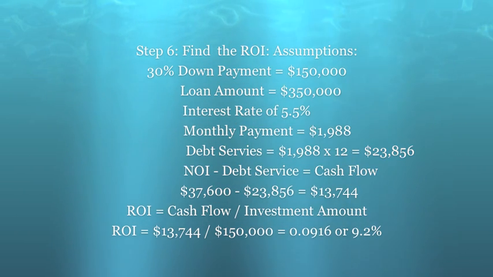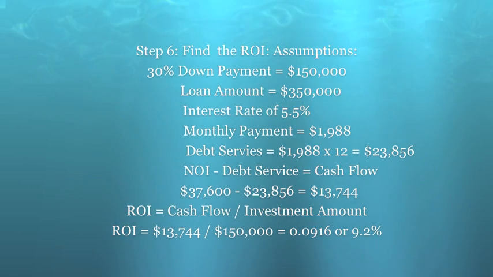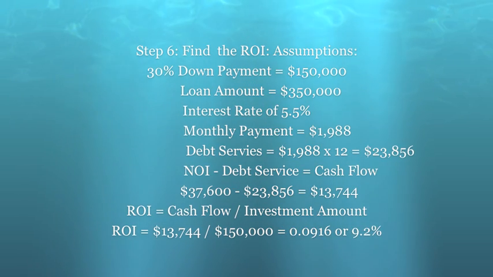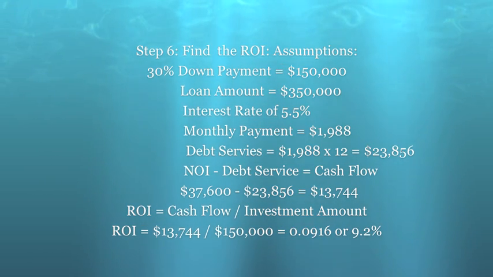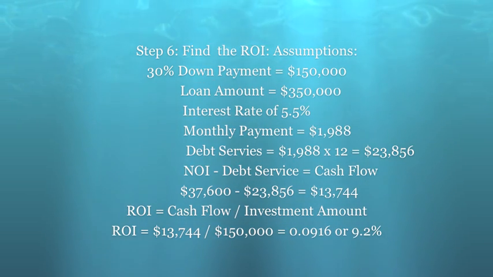Now we need to determine our cash flow. Remember, if you paid all cash, your cash flow equals your NOI. Subtract your debt service from your NOI, and you have your cash flow. The last step now is to take your cash flow, divide by your investment amount. In this case, it's our down payment, or $500,000 if we paid all cash, and that is our return on investment, or ROI, of 9.2%.